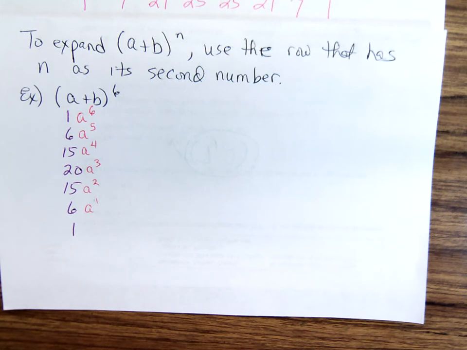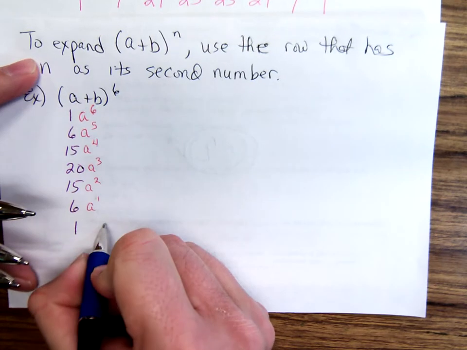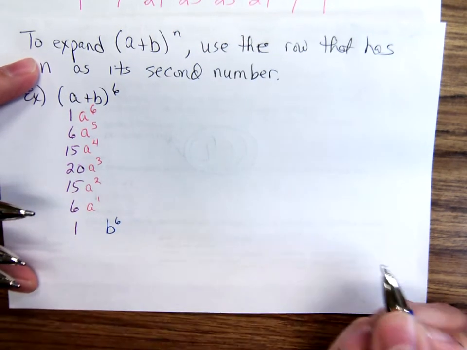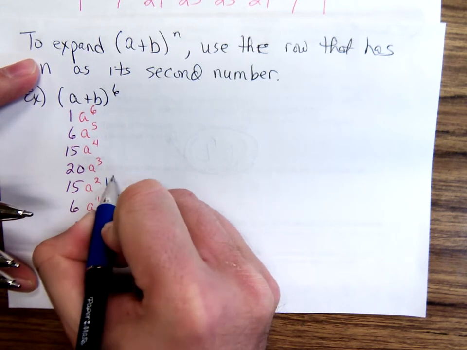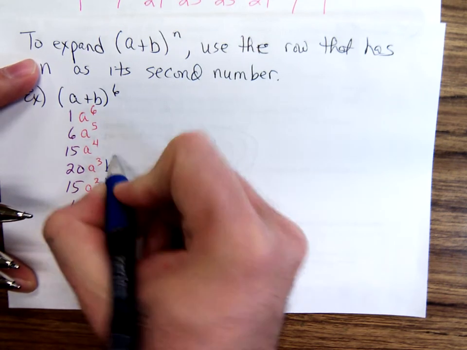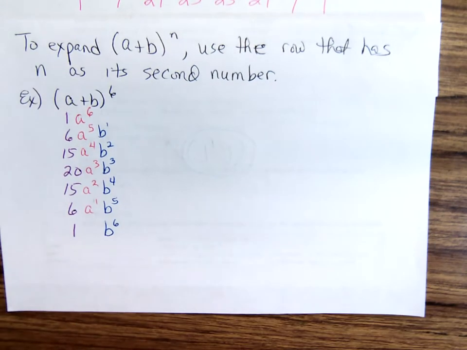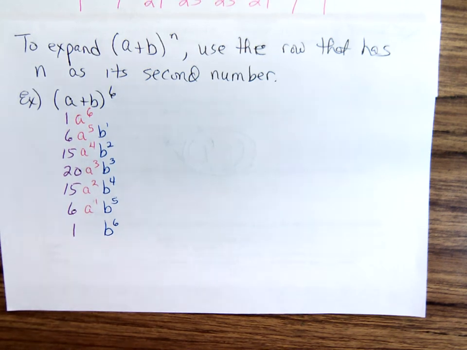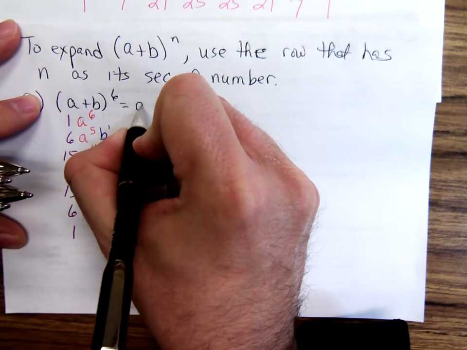Then do the same thing starting at the end. Take b to the 6th, put it there at the end, and then start decreasing the exponent. B to the 5th, b to the 4th, b to the 3rd, b to the 2nd, b to the 1st. And you'll see more why I'm writing it vertically like that, but the real answer, when you see it written in a book or somewhere, would be written out horizontally.